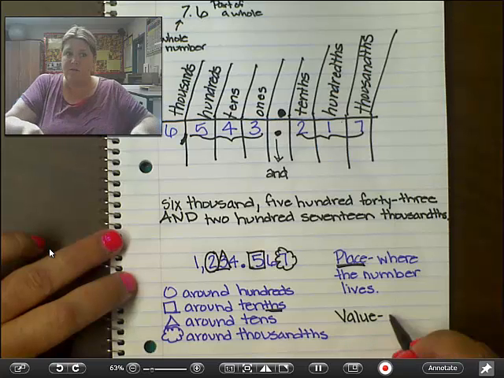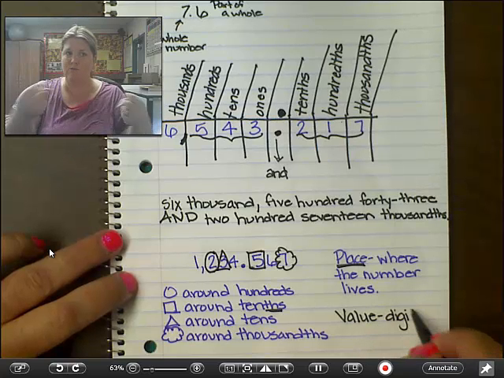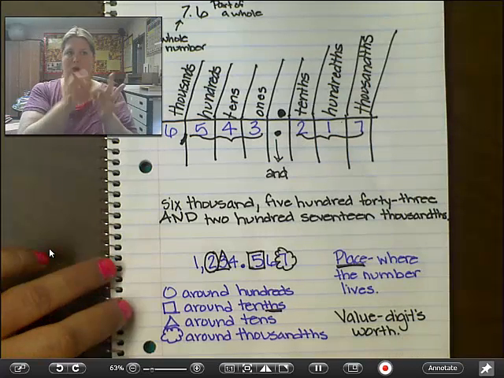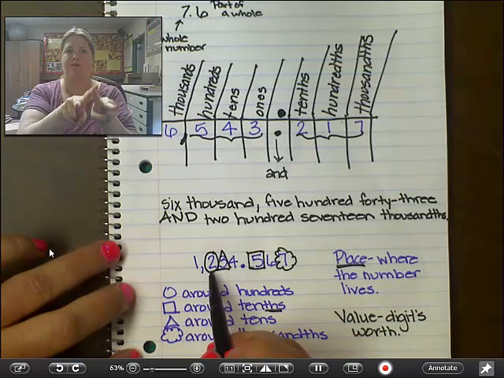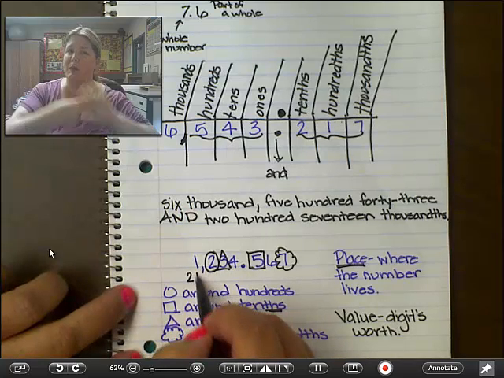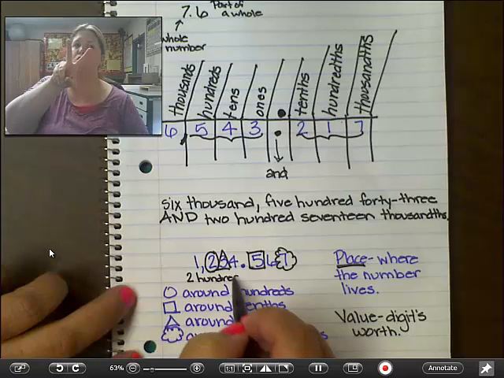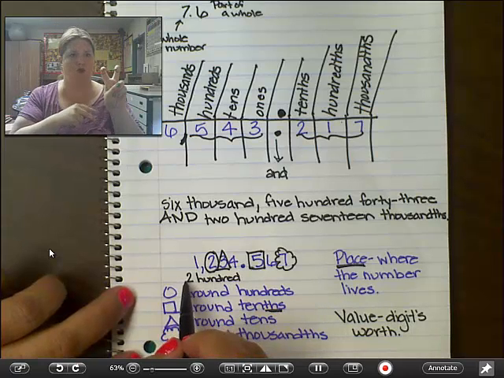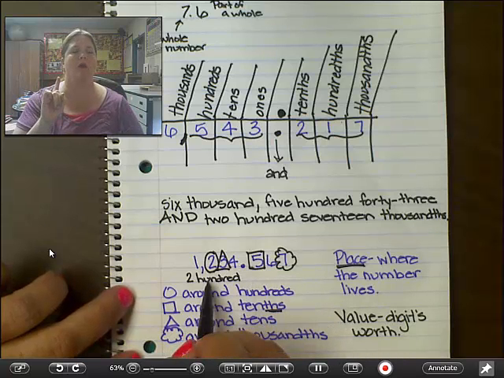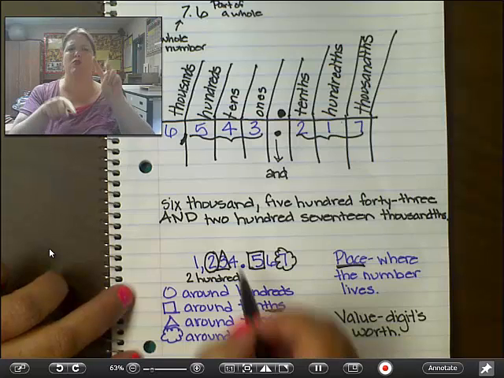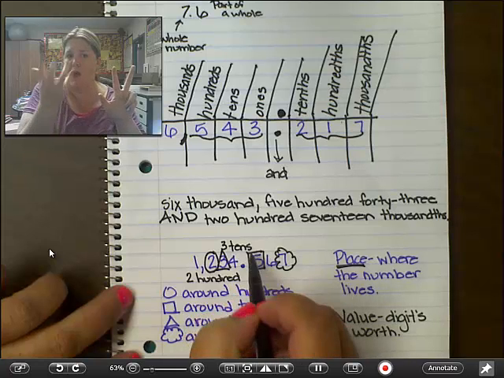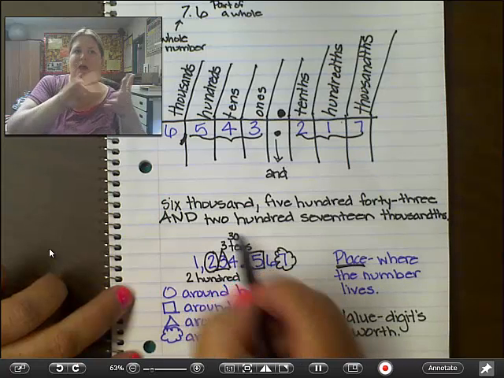Value is the digit or the number worth. So how much are those numbers worth? Here our 2 is in what place? The hundreds. So this 2 is worth 200. Now this is the value. Before it was the place. Where is it? Where does it live? That's the place. How much it's worth is its value. The 3 is worth 3 tenths, which we also know is 30.